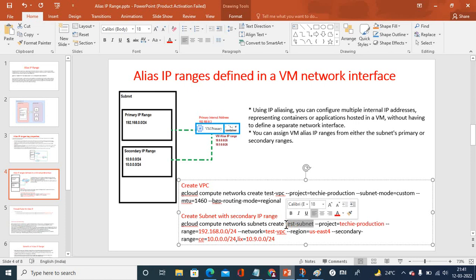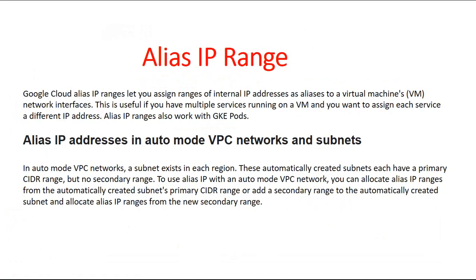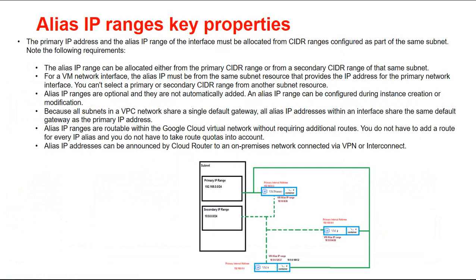This is my subnet name. Here is my VPC name, and the same VPC name you are getting here is a test VPC project under this project. Okay, subnet mode custom, or here automatic or custom, you can use both, but mostly we create the custom mode. Okay, now next, for this also we need to create the firewall rules for alias IP range.